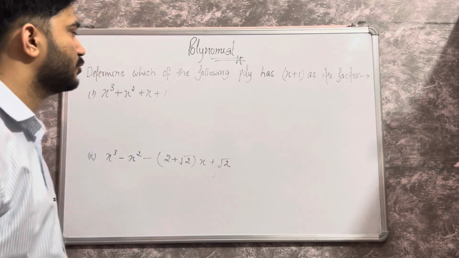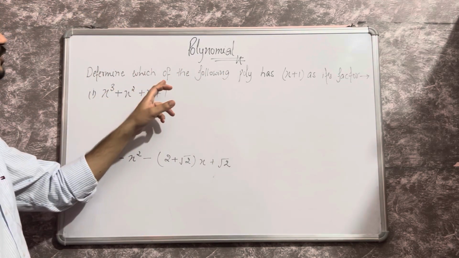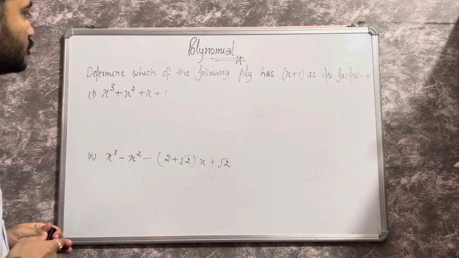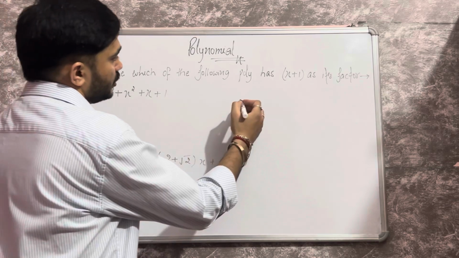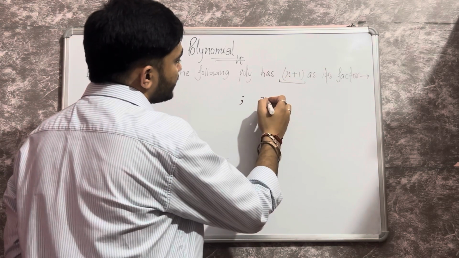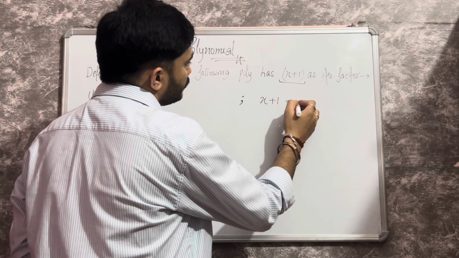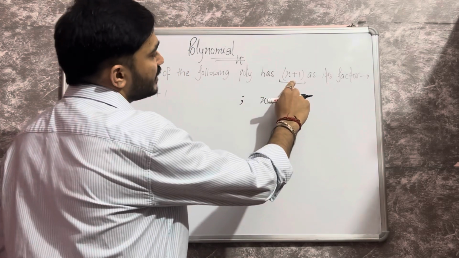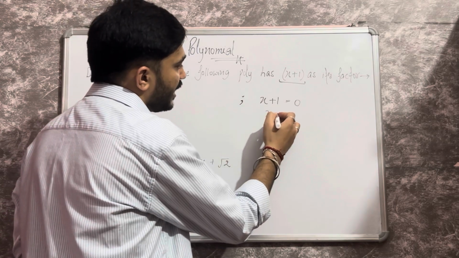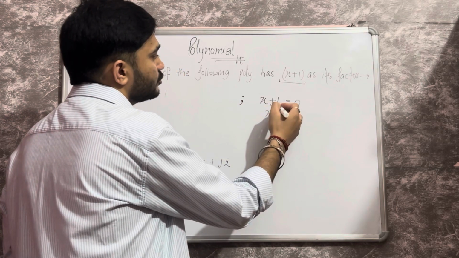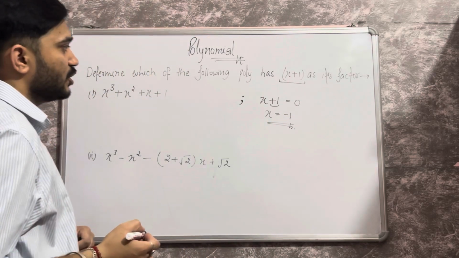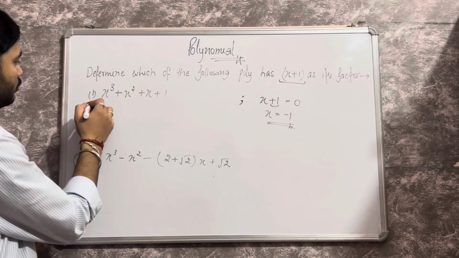So the first question of today's class is: determine which of the following polynomials has x plus 1 as its factor. In order to solve this quickly, first we take x plus 1 equal to 0. Whatever factor is given, take it as 0 and find the value of x. That is, x equal to plus 1 will go to the right hand side and it will make x equal to minus 1.